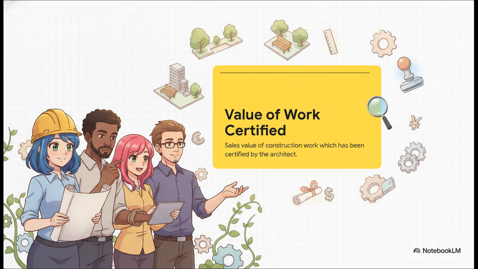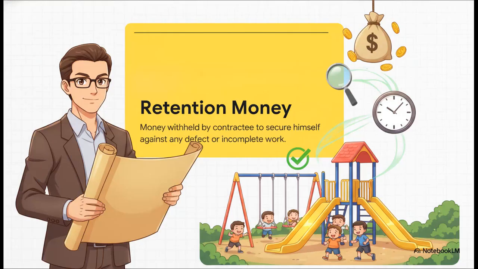They're basically saying, yep, this much of the park is officially built to standard, go ahead and bill a client for it. Next up, we have retention money. Retention money is basically a safety deposit held back by the customer, the contractee. So even though the architect certified the work, the customer holds back just a small percentage of that payment just to be on the safe side. If our beautiful playground has absolutely no defects after a set period of time, then we finally get that money released to us. It's just a great way to ensure quality control.